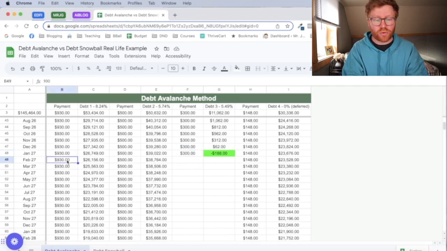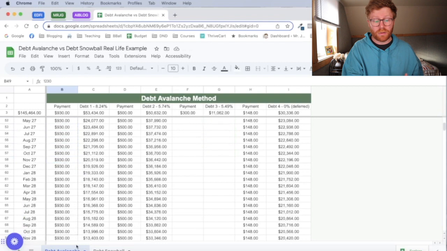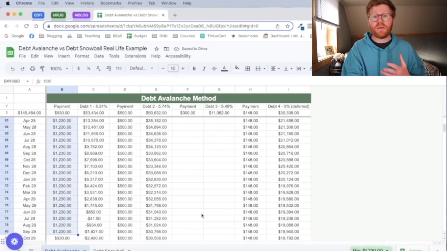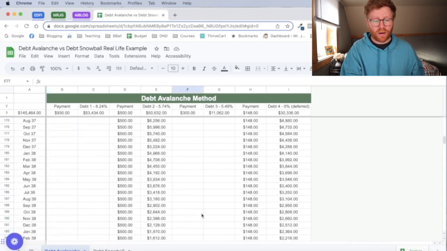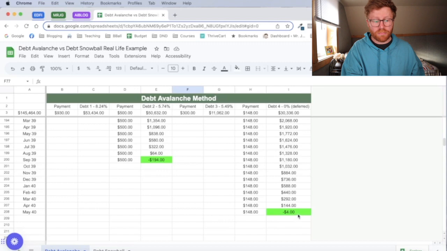So I'm actually going to change this from $930 to $1,230, and once I hit enter, you're going to see that it's automatically going to change my numbers. And then I'm going to take that and I'm going to drag that down until this debt is paid off. And it will be much faster than the original debt. Ooh, I should have started with this actually. If this family were to pay the minimum payment on all of these debts, their debt payoff date would be May of 2040. So 17 years from the time of making this video. We're going to get them out of debt faster.